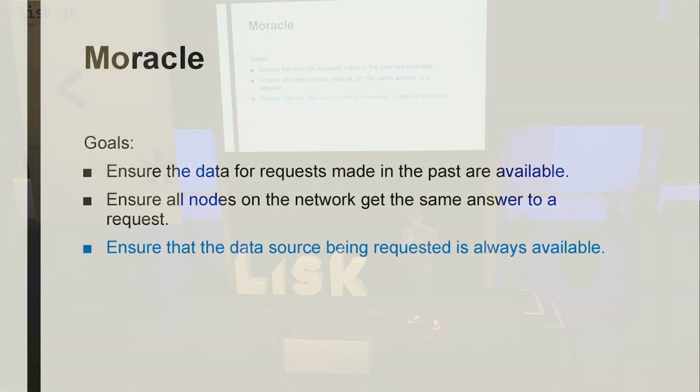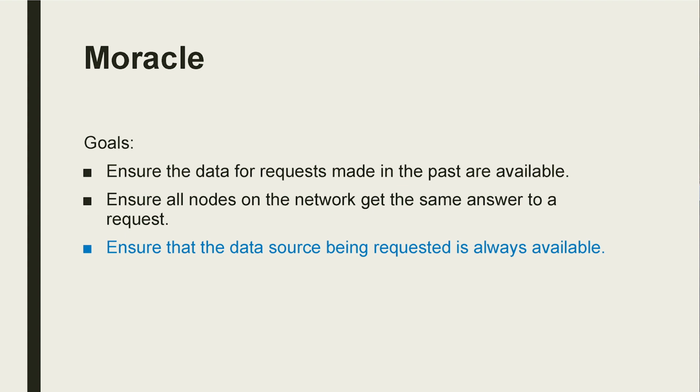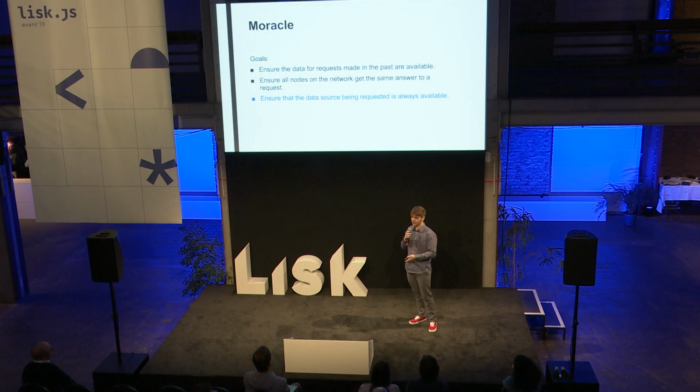Moracle adds a third goal. To ensure that the data source being requested is always available, not just requests made in the past. And this is a new way of approaching this problem that helps the data sources that power decentralized blockchain applications to be as reliable as those blockchain applications themselves.